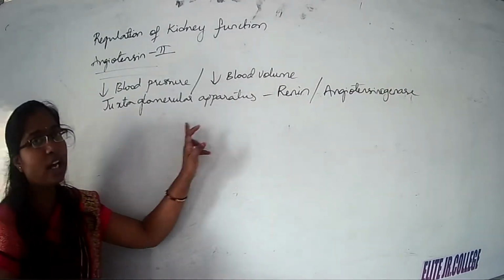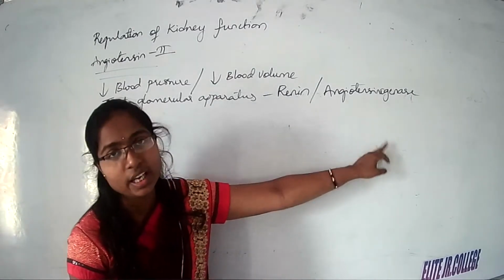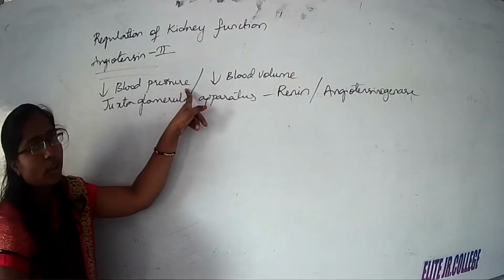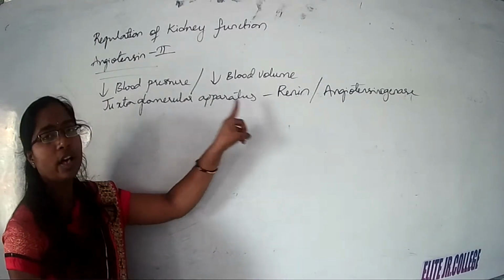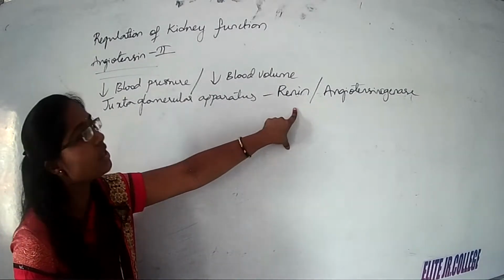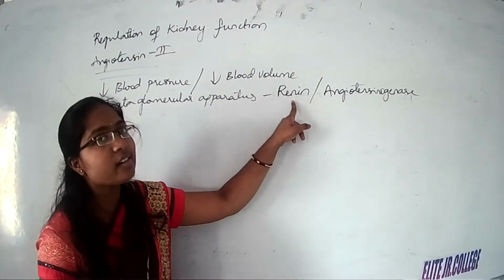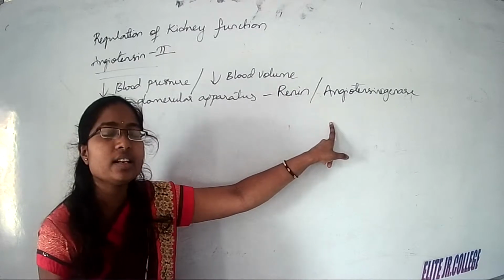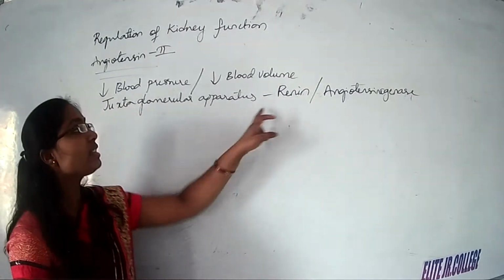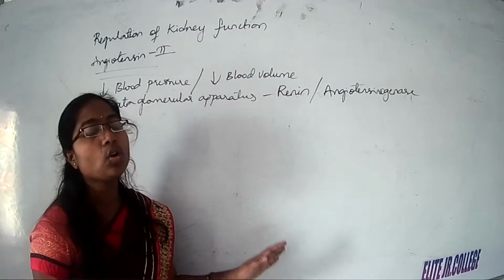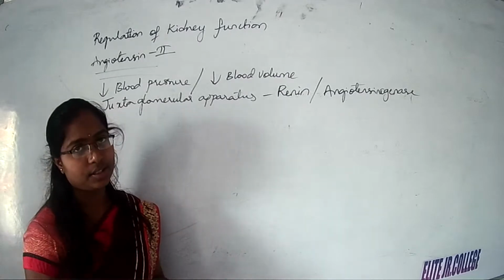The juxtaglomerular apparatus of the nephrons is going to produce the enzyme called renin or angiotensinogenase when the blood pressure is going to fall or the blood volume is falling down. Please note the spelling of renin clearly. It is R-E-N-I-N. We have another enzyme called rennin, which has the spelling R-E-N-N-I-N. But this R-E-N-I-N is associated with controlling the kidney's function. The R-E-N-N-I-N is an enzyme related to our digestive system.